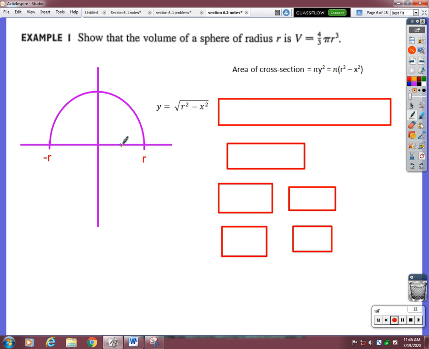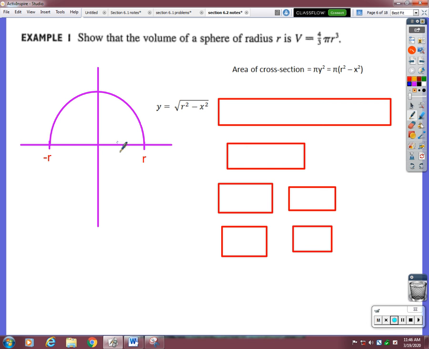And the radius of that cylinder is going to be changing depending on where we are on the sphere. As I get closer here and here, the radius of the cross section is smaller than it is right here. So don't be confused when I'm talking about radius of the cross sections. I'm not talking about the radius of the sphere.